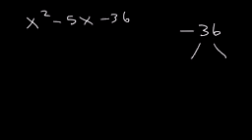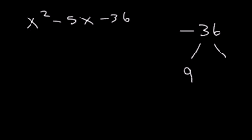Now what about this one? X squared minus 5x, and let's say this is negative 36. So what two numbers multiply to negative 36 but add to negative 5?